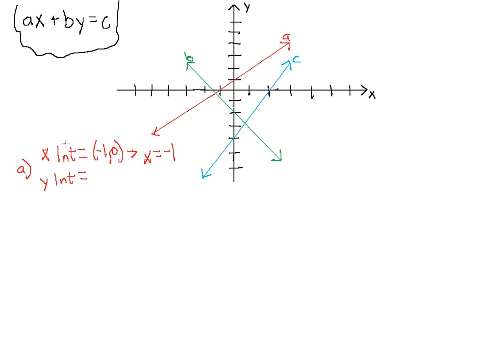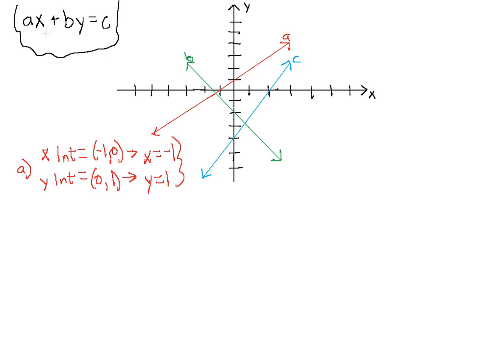We know that for every x-intercept, our y value is 0. And likewise, for our y-intercept, the x value is always 0. So we want to know the y-intercept, or where the line crosses the y-axis. This occurs at 0, 1. And let's go ahead and write this as y equals 1.